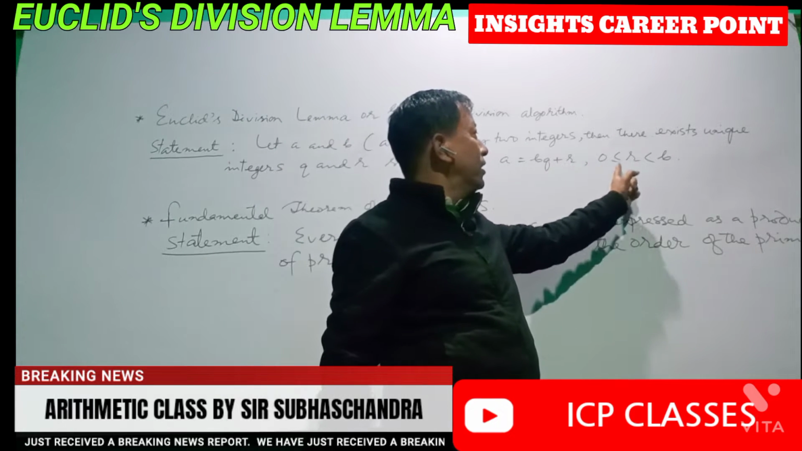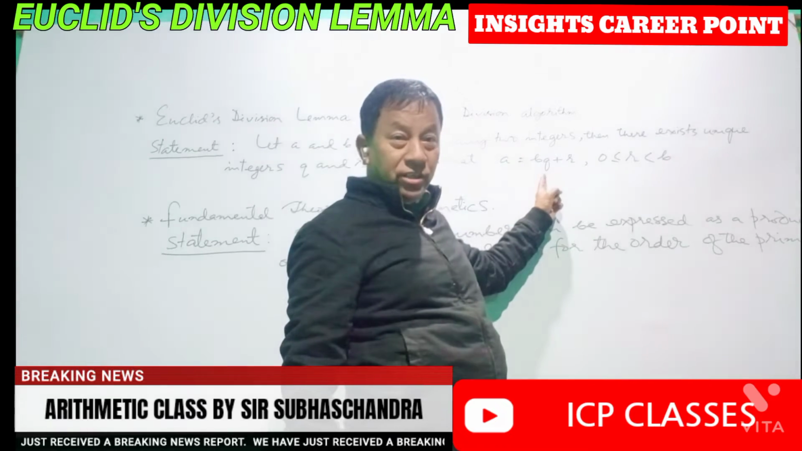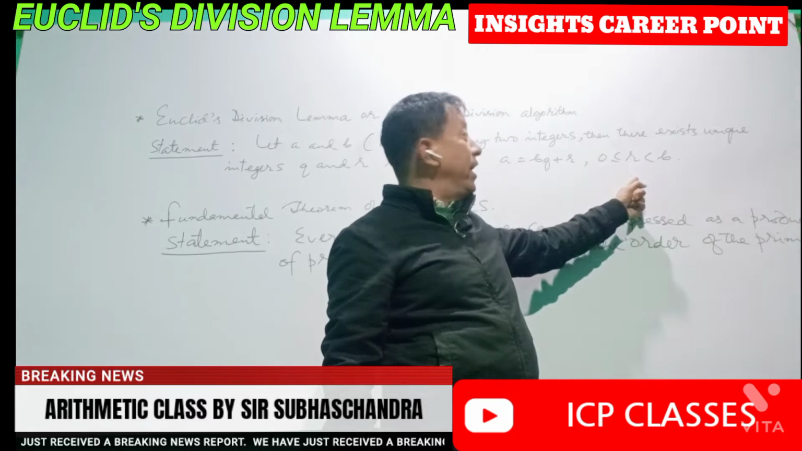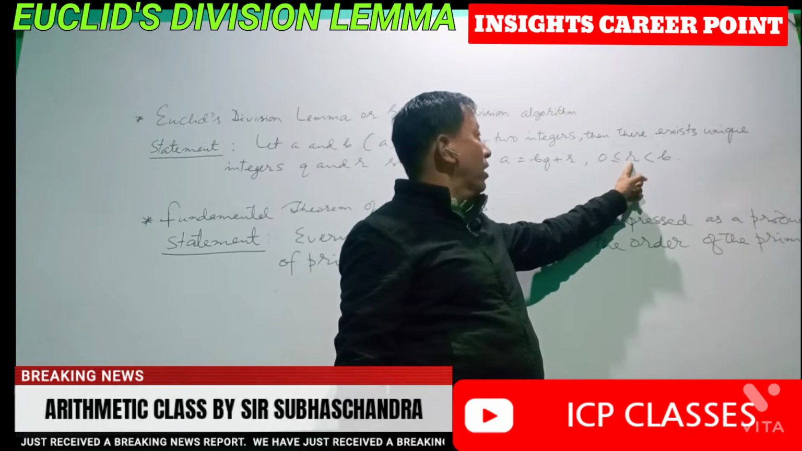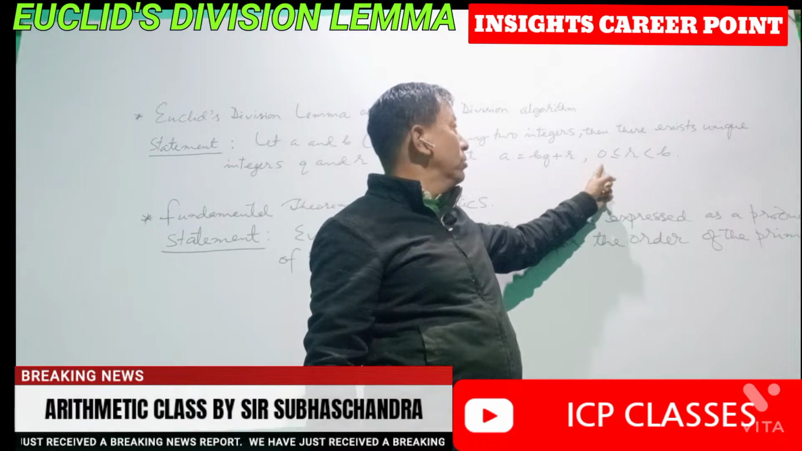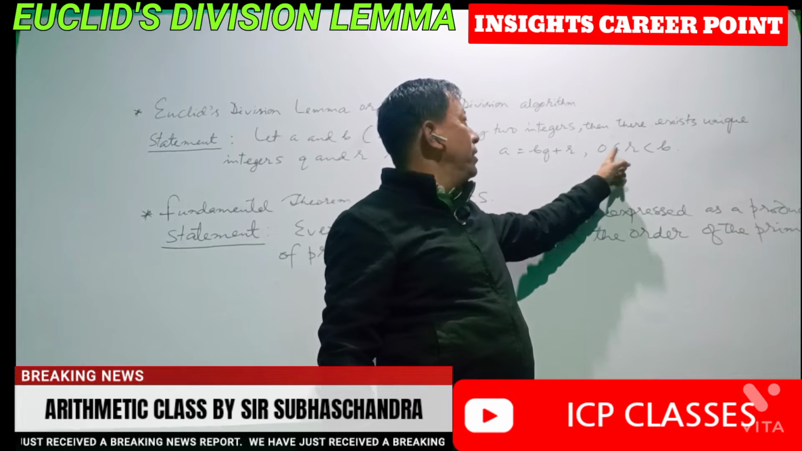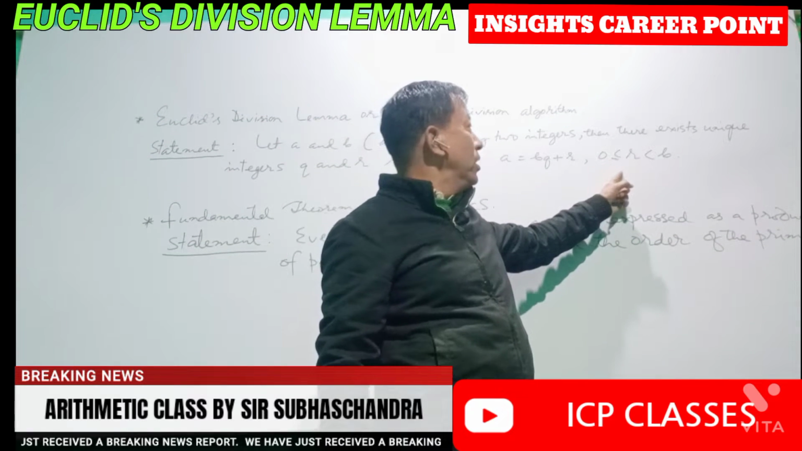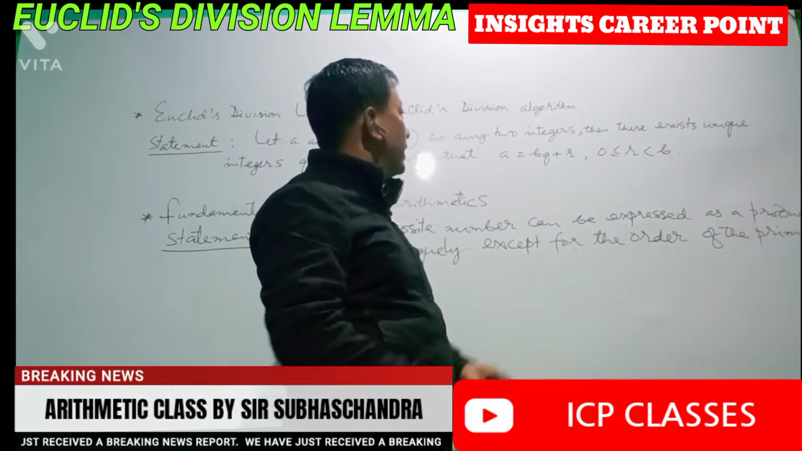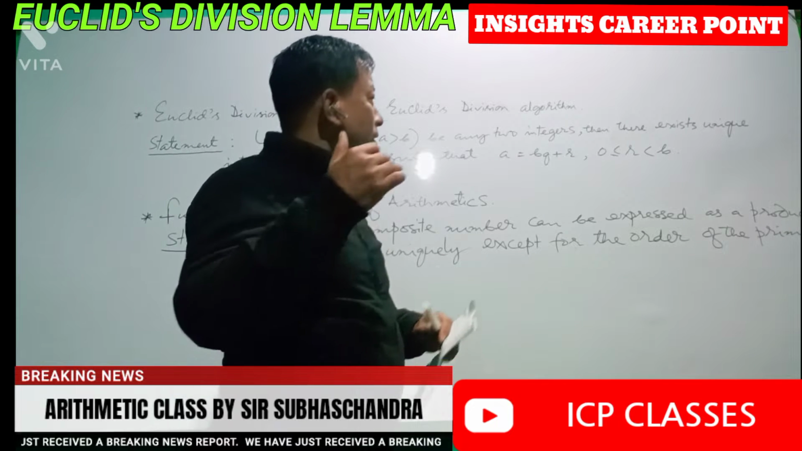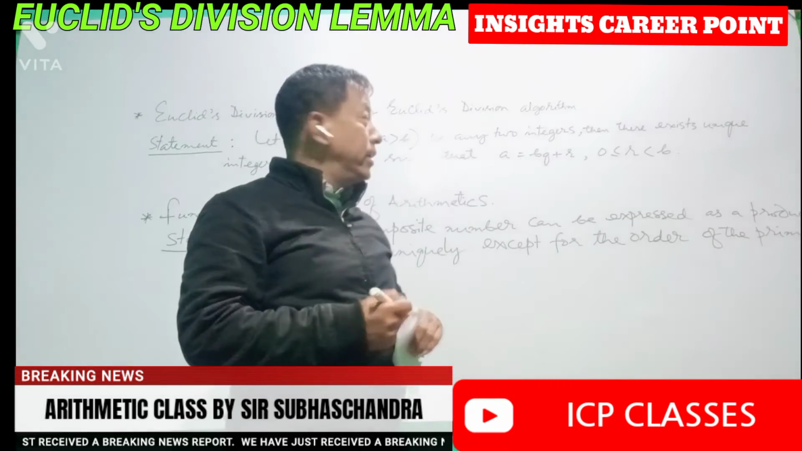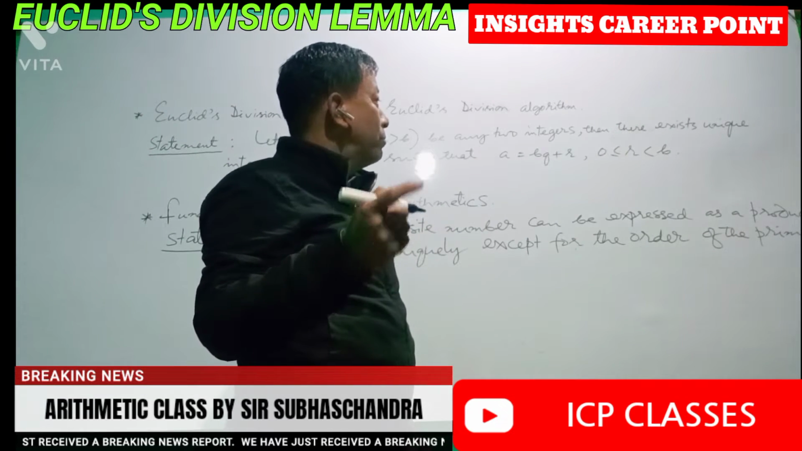And there is another condition. This condition tells us that the value of r, at the minimum, should be equal to 0, and r can be greater than 0 also, but r should be less than b. And here, in order to understand fully, we can take an example of some figures.